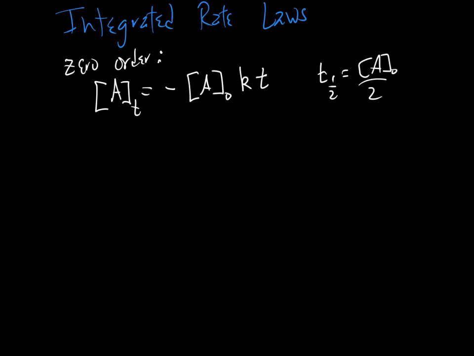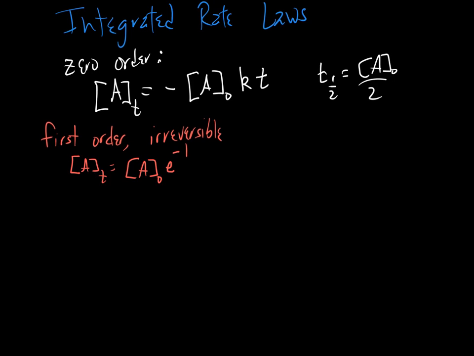But for first order, there are two different types that are important for enzymology. There's one that's called first order irreversible, so it can't go backwards. And what it is, it's the concentration of A at any time t. And I'm not sure who actually sat down and figured this out, but it's equal to the concentration of A naught that you start off with times e to the negative kt power.